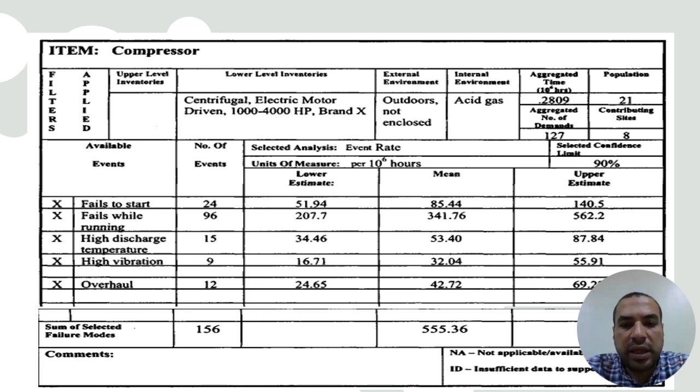We see here three columns: lower estimate, mean, and upper estimate as the last one. The lower estimate represents the conservative prediction, assuming the fewest failures. The mean, as you know, is the average failure rate based on collected data. The upper estimate is a more aggressive prediction, assuming more frequent failures. In the last section, you can see the confidence limit is 90%. That suggests that you have a 90% chance the true event rate lies between your lower and upper estimates.